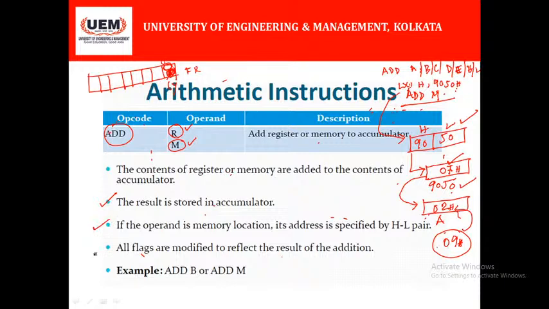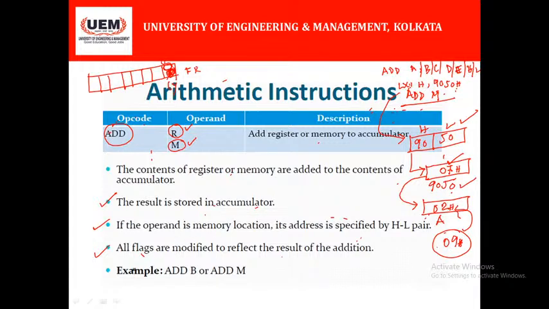Okay, so next, all flags are modified and reflected after the addition. For example, after the addition the sum may be 0, then the Z flag may be modified. After the addition the result may be negative, so the sign flag may be modified. After the addition there may be a carry generated from the third bit to the fourth bit, so the auxiliary carry can be modified. After the addition the parity flag may be changed due to the even number of ones or odd number of ones present in the sum.